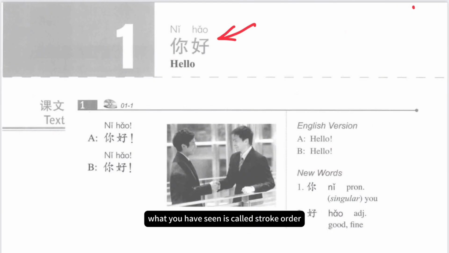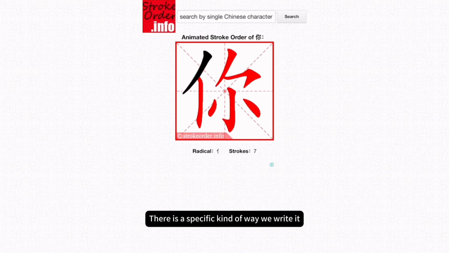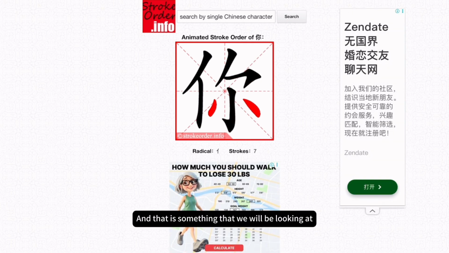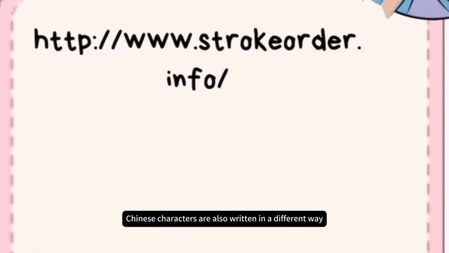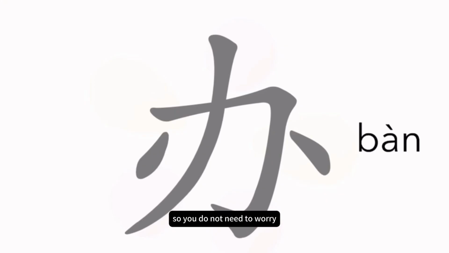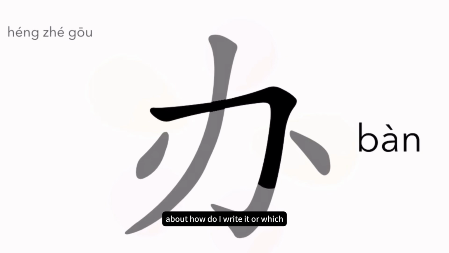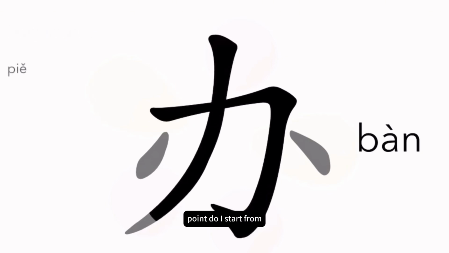What you have seen is called stroke order. In other words, every time we are writing a character, there is a specific kind of way we write it. And that is something that we will be looking at. Chinese characters are also written in a different way. So you do not need to worry about how do I write it or which point do I start from.